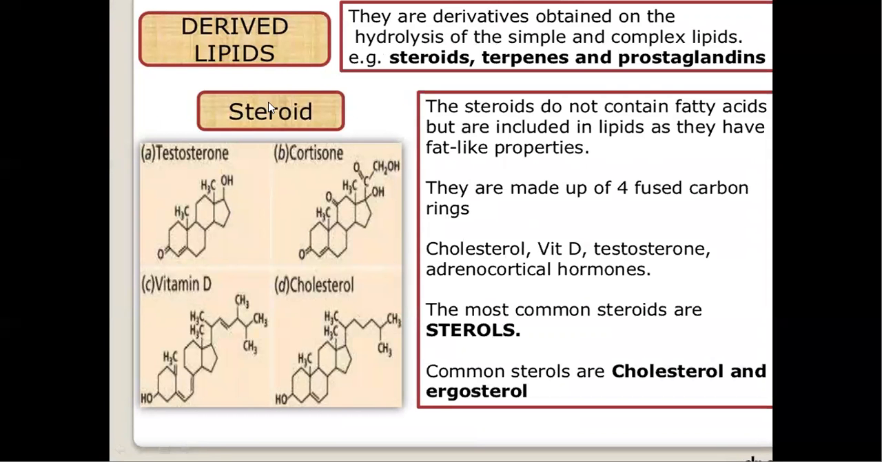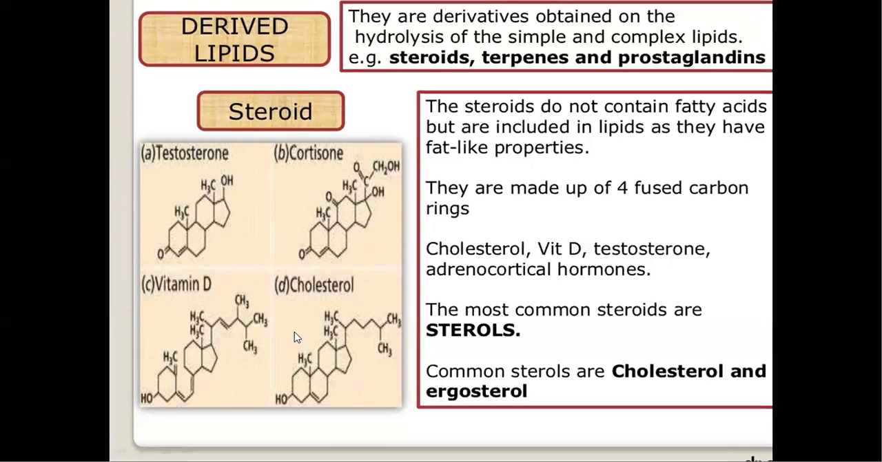The next one is derived lipids. As the name indicates, derived lipids are derived from simple fats and oils and complex lipids by the process of hydrolysis. These are the examples of derived lipids: steroids, terpenes, and prostaglandins. Steroids have ring structures, 4 rings in total. Examples of steroids are testosterone, cortisone, vitamin D, and cholesterol.